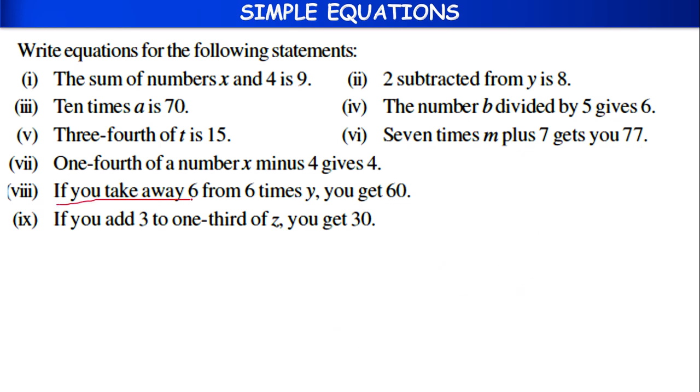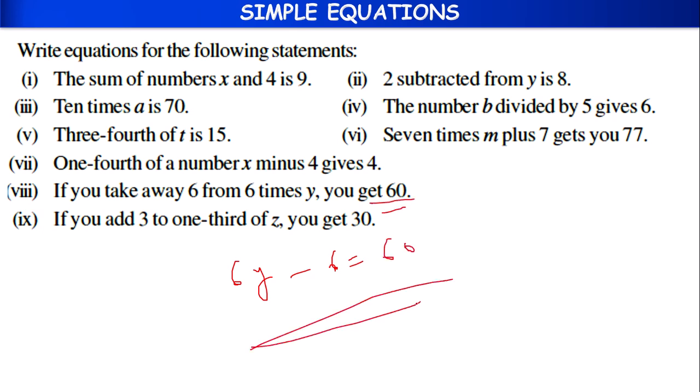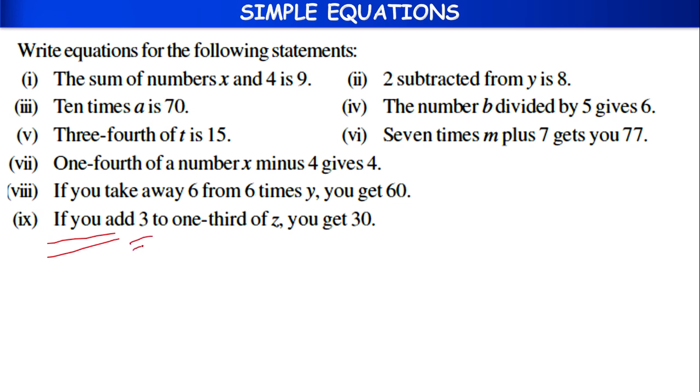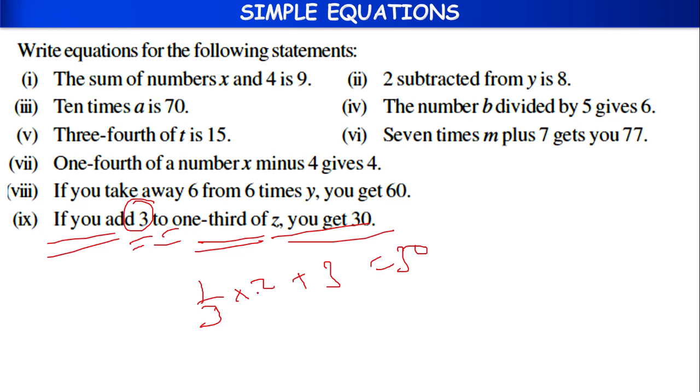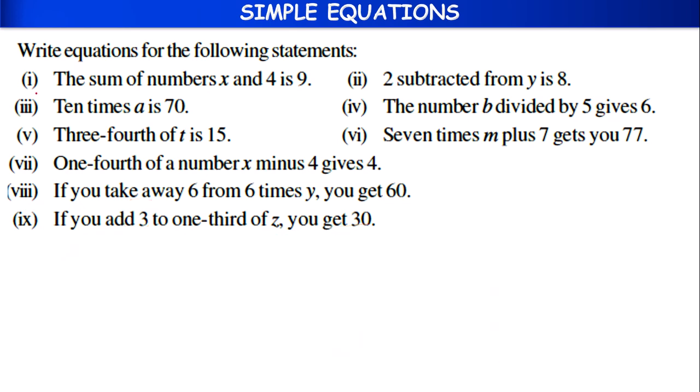Or if you take away 6 from 6 times y, the result will be 60. Or if you add 3 to 1/3 of z, you will get 30. That is 1 by 3 into z, which is z by 3 plus 3 equals 30. Like this, children, the remaining questions also you can write in the form of statements.